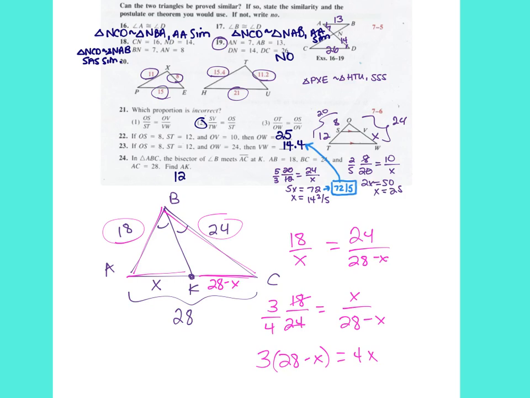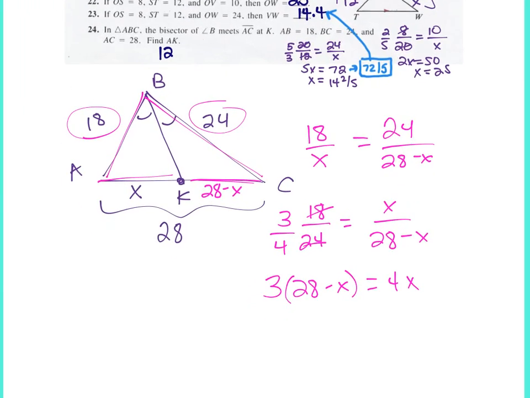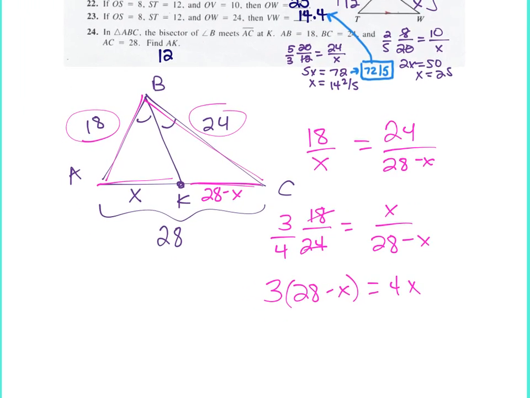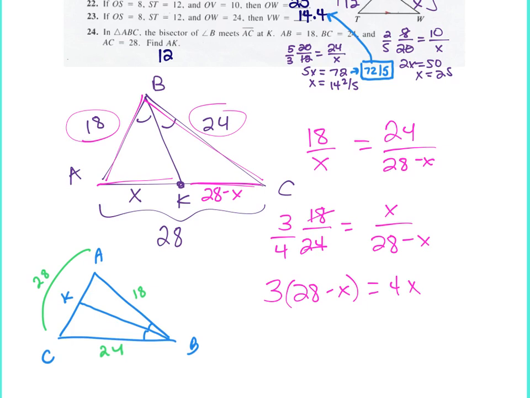24. So when you set up, it says in triangle ABC, the bisector of angle B meets AC at K, right? So you draw yourself a triangle, A, B, C. Bisector of angle B, which would be over here, meets AC at K. So that's the labeling process of it. Then it says AB is 18. BC is 24. And AC is 28. Find AK. So AK is my X.